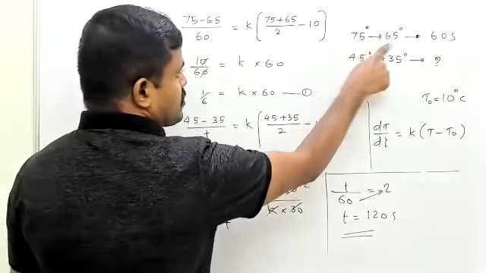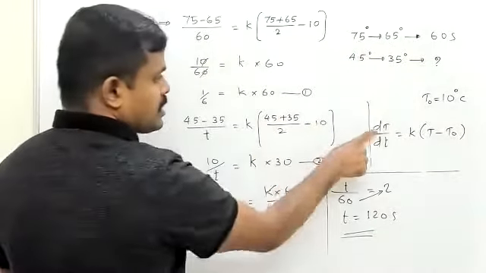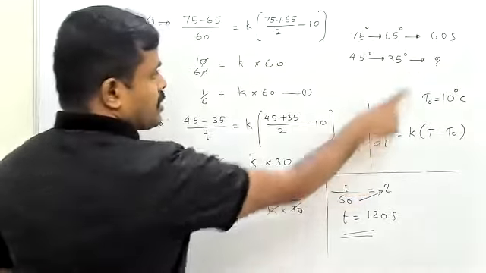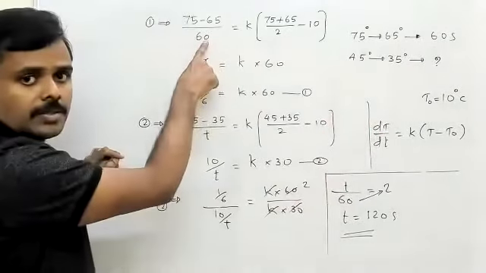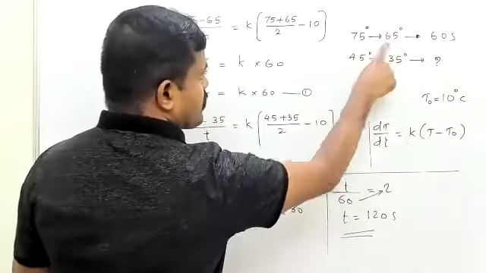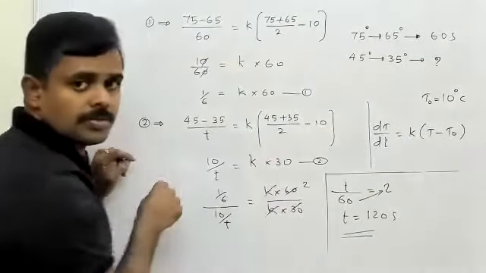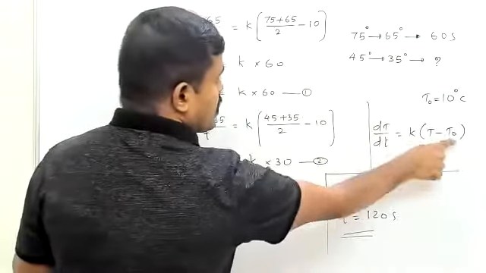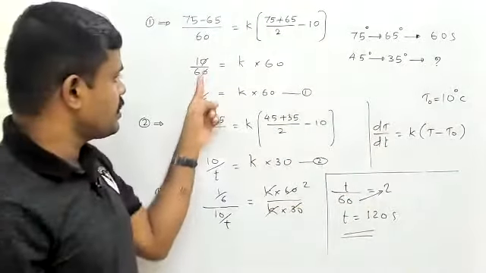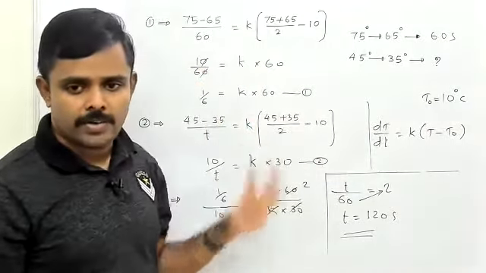75 and 65 are the temperatures. So dθ is the temperature difference, 75 minus 65, divided by dt, the time. Time is 60 seconds here. And then K into this temperature, what is it? The average of these two, 75 plus 65 by 2, minus T0, the atmospheric temperature, which is 10. Solve it, you will get 10 by 60 is equal to K into 60. I have one equation there.